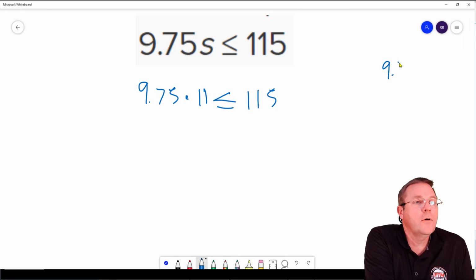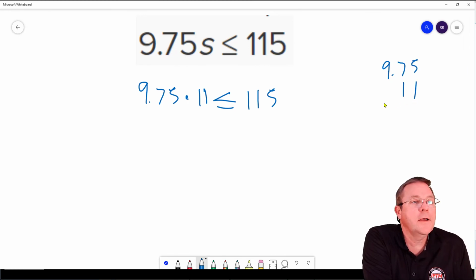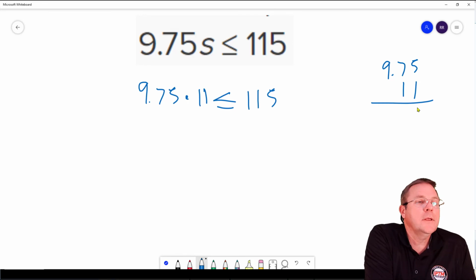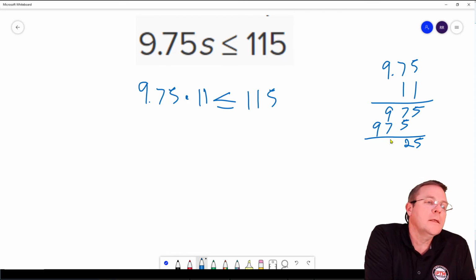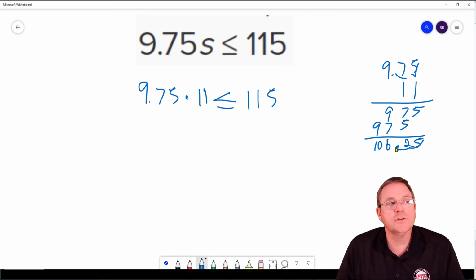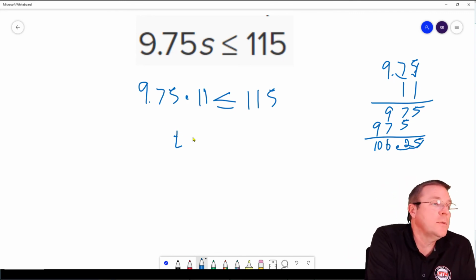From here, I'm going to come off to the side. 9.75 times 11. That's going to give me a 5, a 7, and a 9. A 5, a 7, and a 9. Add those up. That's going to give me a 5, a 12, a 16, and a 10. And from here, bounce the decimal, so that's going to be $106.25. That amount is less than $115. So this part is going to be true.